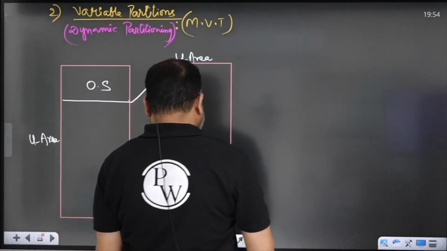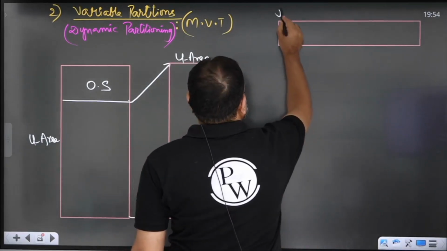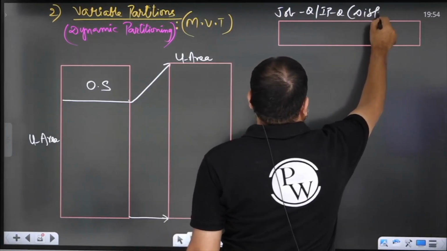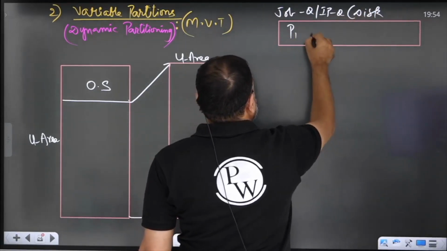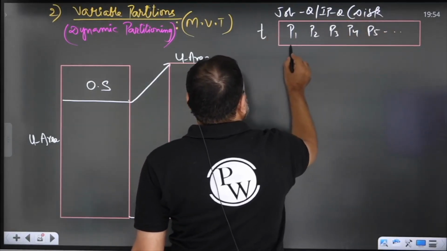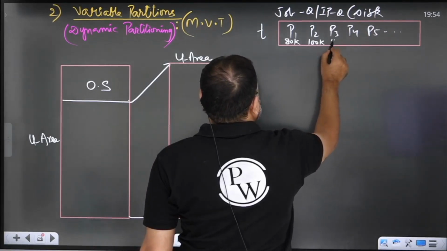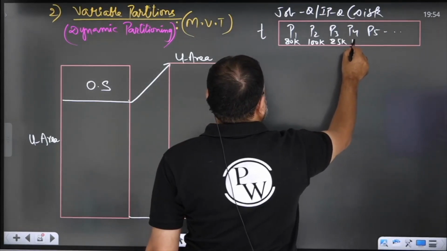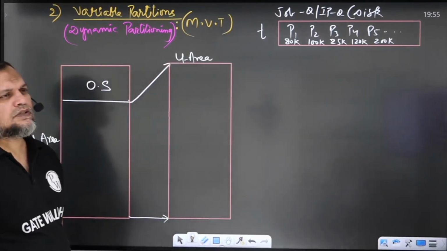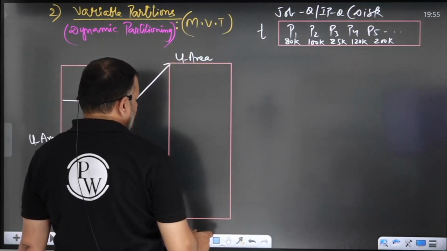Now suppose, listen, in the disk queue, input queue or job queue, there are some programs available to get loaded in memory, P1, P2, P3, P4, P5, like this at time T. This is of size, let us say, 80K. These of size 100K, these of size 25K, these of size 120K, these of size 200K. Programs of different sizes. They want to get into memory. So the operating system loader will create partitions dynamically at runtime.